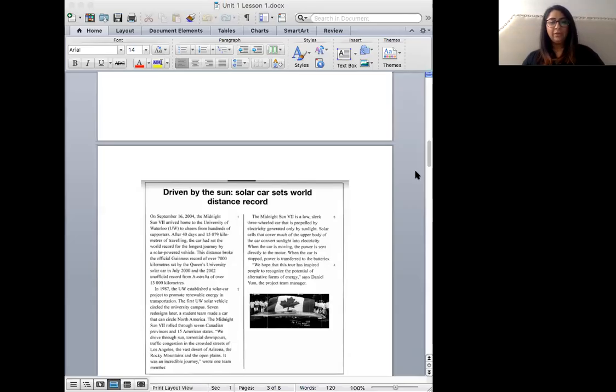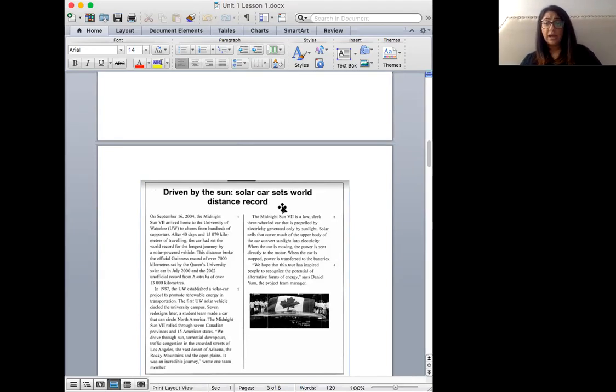Hello, we're going to look at how to use pre-reading strategies to help us understand or to gain an idea of what a text can be about. So the first strategy we looked at was looking at titles. In this case, our title is Driven by the Sun, Solar Car Sets World Distance Record. So the title already gives us an idea of what this text could be about. We know we're going to be looking at solar cars and world records.